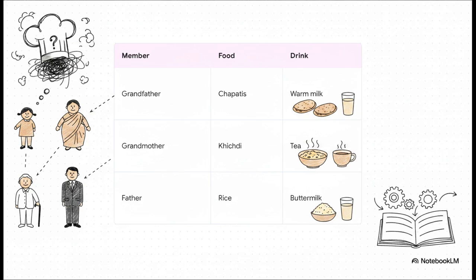Grandfather's soft chapatis and warm milk, grandmother's Ch-2 and tea, and father's rice and buttermilk are all clearly visually separated. When critical details matter, a well-structured table makes it instantly actionable.